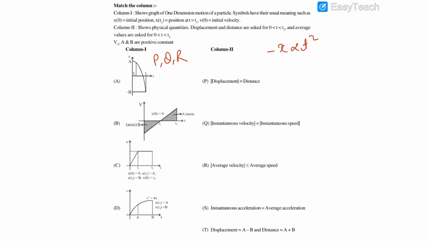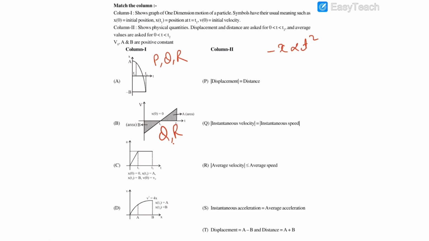Now obviously the instantaneous velocity magnitude is always equal to the instantaneous speed, so Q is the correct answer. And the average speed is greater than or equal to the average velocity. So obviously in this case distance would be greater than the displacement, and hence the average speed would be greater than the average velocity. So the correct matching is R also.